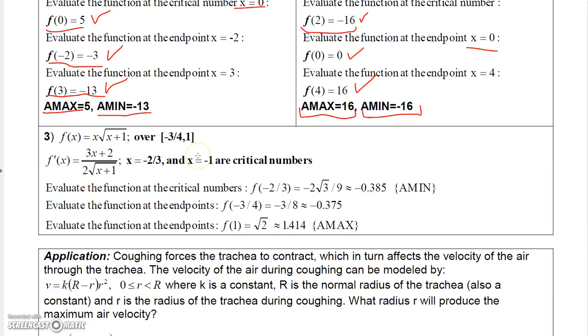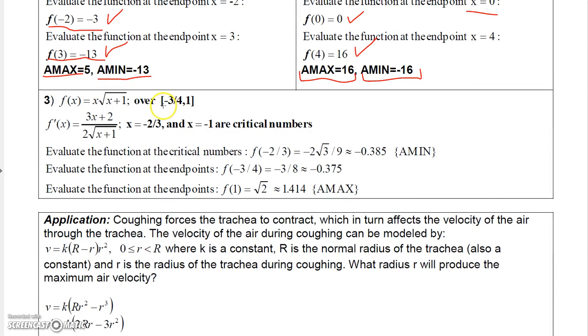Okay? All right, here's one more. This one says over this interval. I did this on purpose because I knew we had a critical number of -2/3 between 1 and -3/4. So I wanted to make sure I did that. We did this a couple times earlier. If you go back and look at the previous notes, you'll see these are the critical numbers for this. -1 is not in this interval, so don't even worry about -1.